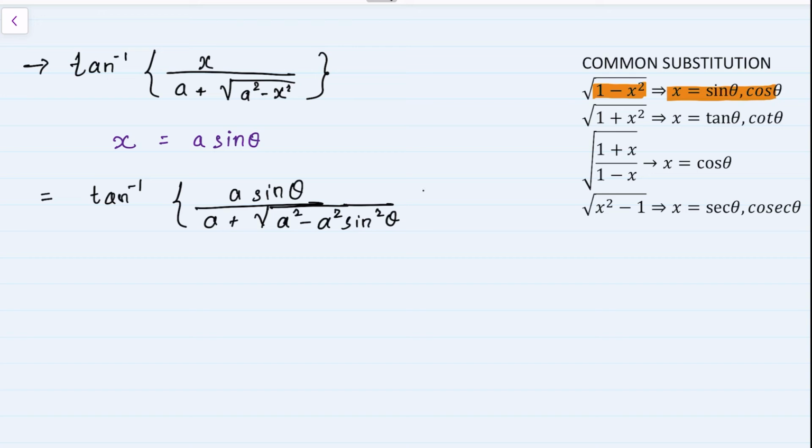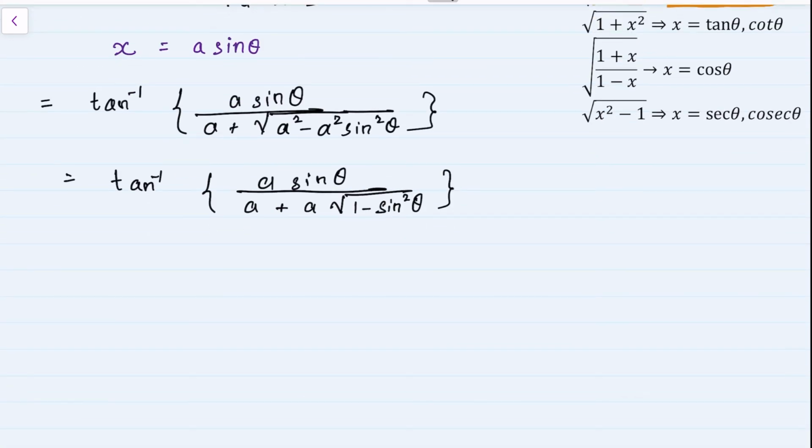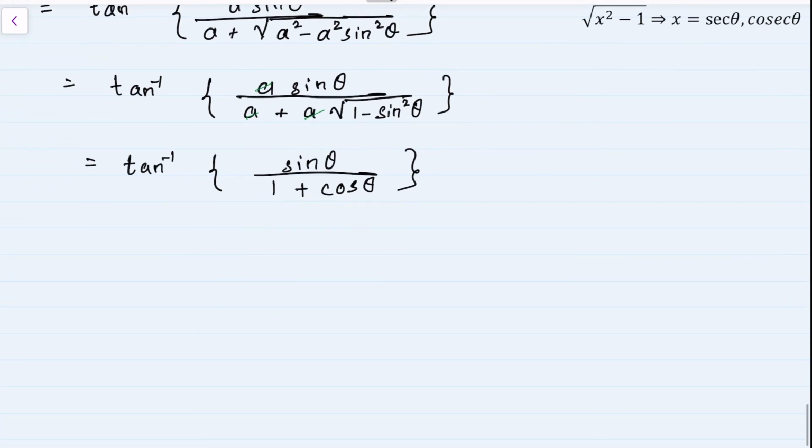Now what we can do is we can take a square common, so root of a square becomes a, so the numerator will be same, a sine theta, upon in the denominator we'll get a plus a under root of 1 minus sine square. Now from numerator and denominator we can remove a, as it is there in all the three terms. And now the next step would be tan inverse of sine theta upon 1 plus root of 1 minus sine square, which is root of cos square, and root of cos square will be cos. So we'll write 1 plus cos theta in the denominator.